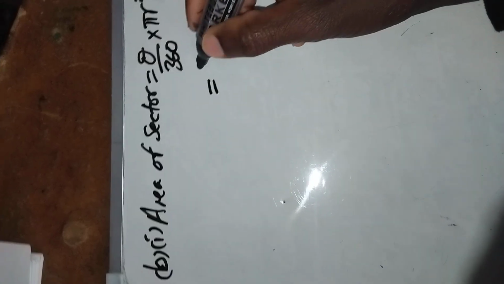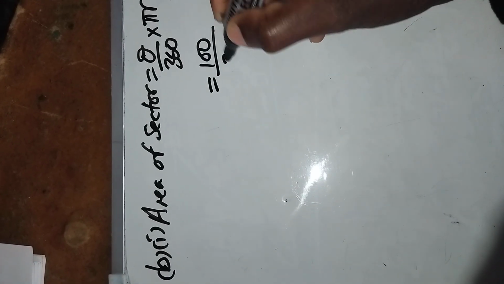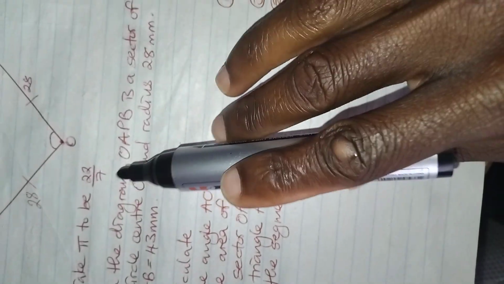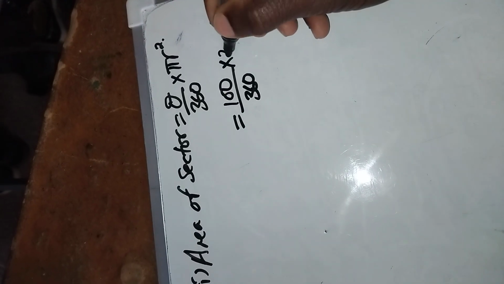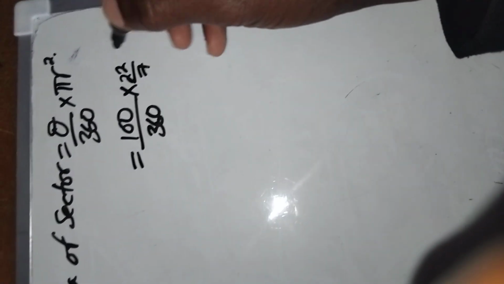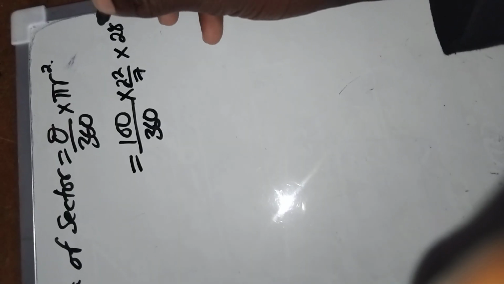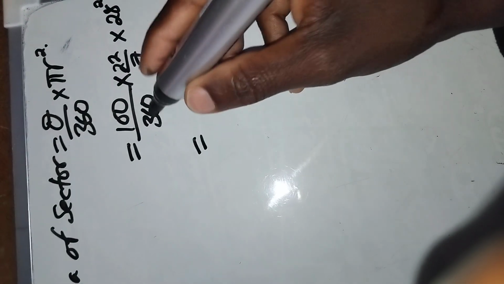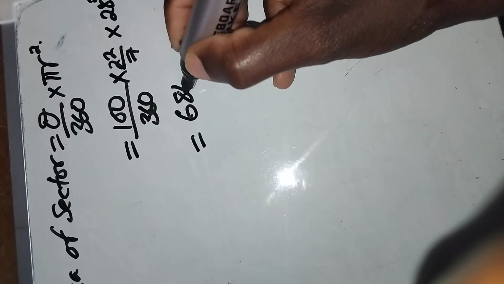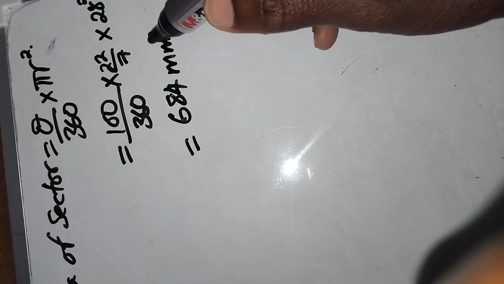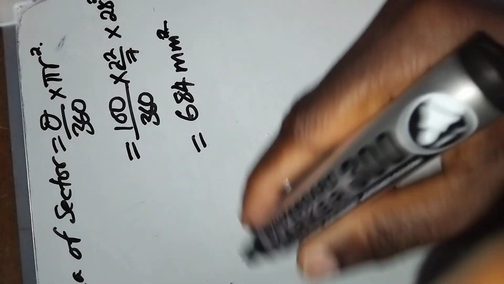Our theta is 100 over 360 times, remember pi is 22 over 7, times r, which is 28, squared. So when we simplify with the calculator we get 684 mm squared. Remember the units: area is squared, so mm squared.